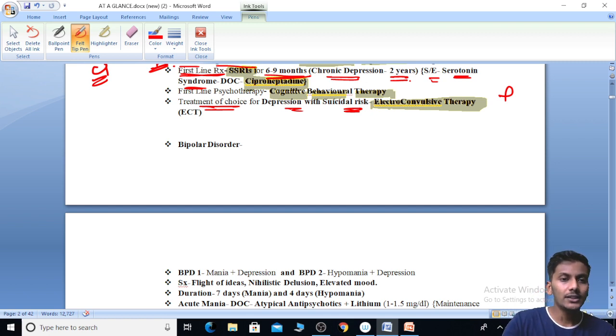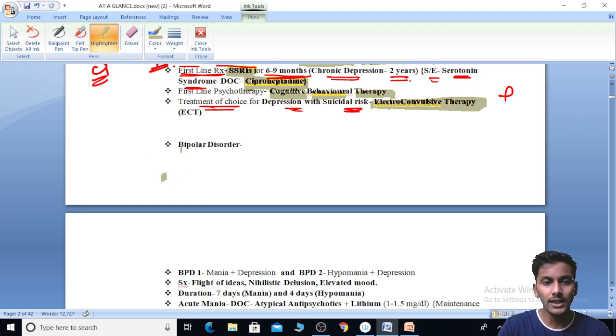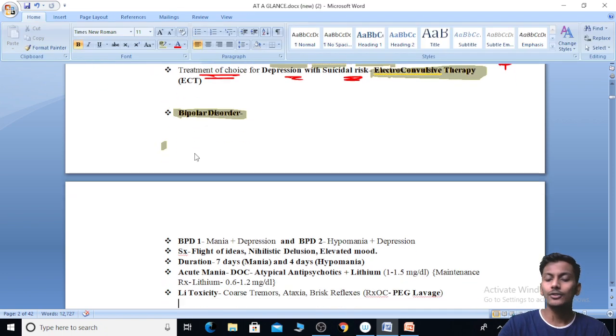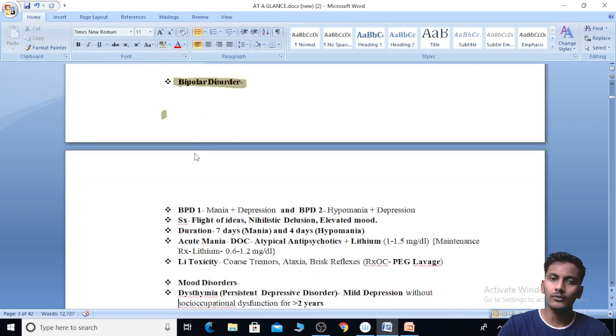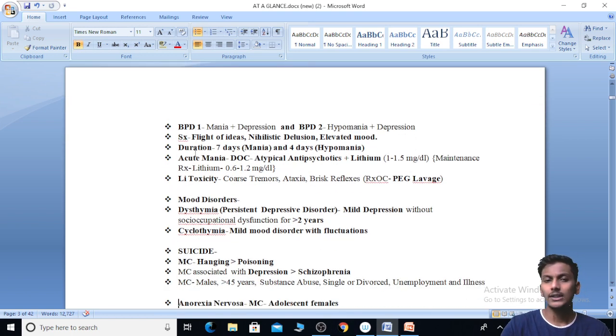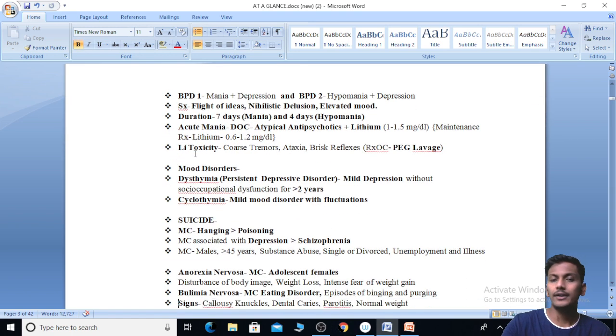Now moving further to our next disorder, that is bipolar disorder. Agli disorder kaun si hai? That is bipolar disorder. Bipolar, do alag alag poles hai, right? So please remember, bipolar means two different poles. We can see happiness also and we can see sadness also. That is what we mean by bipolar disorder. So let's see what we have in bipolar disorder.